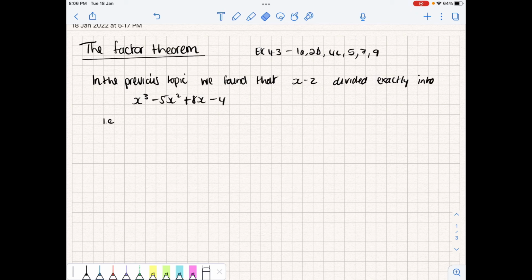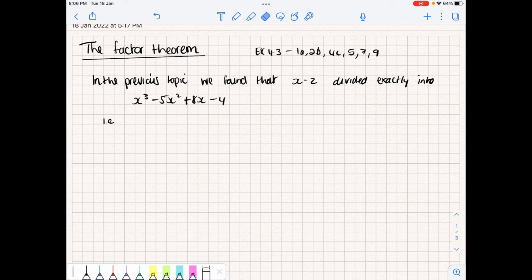So following on from the previous topic, we looked at dividing polynomials, right? More specifically, dividing linear polynomials into larger polynomials. And in the previous examples, they all divided exactly. So in one of the previous examples, we looked at dividing the polynomial x cubed minus 5x squared plus 8x minus 4 by x minus 2, and it divided exactly into that polynomial, right? And we got out x squared minus 3x plus 2.